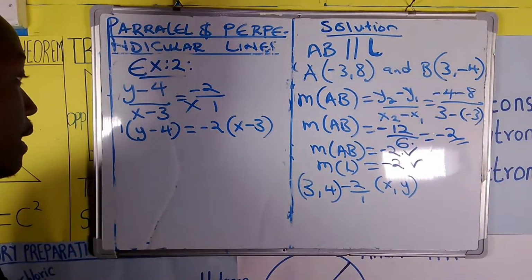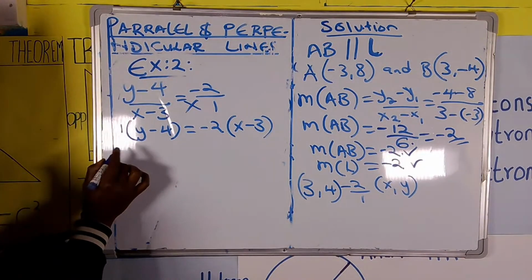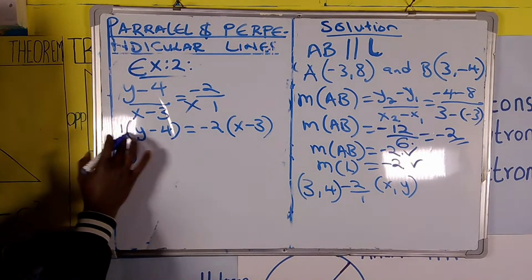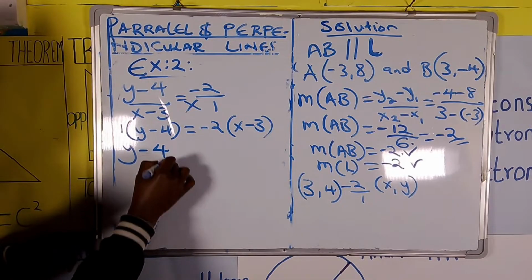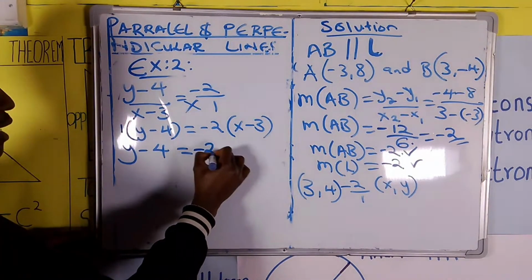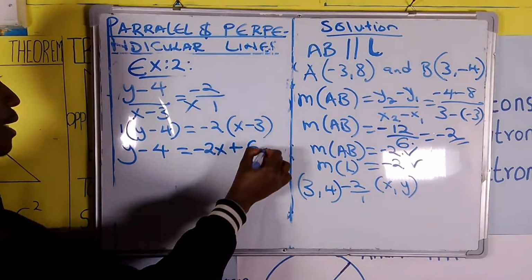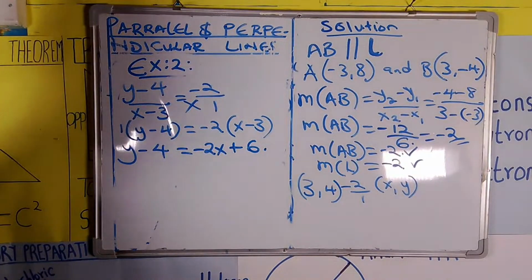Once we get that, we can now proceed to open our brackets. 1 times y is equal to y. 1 times negative 4 is equal to minus 4, is equal to negative 2 times x, which is negative 2x. Negative 2 times negative 3 is equal to plus 6.